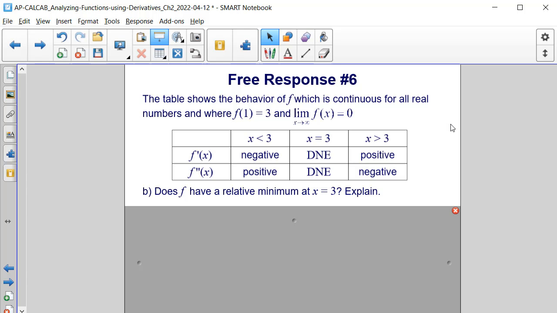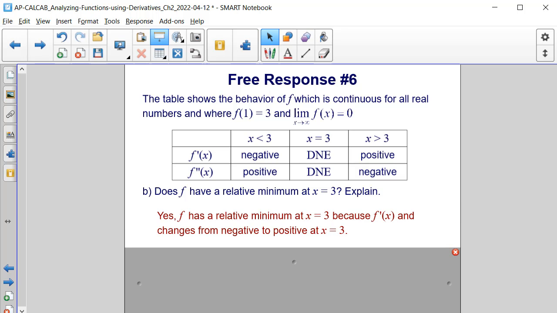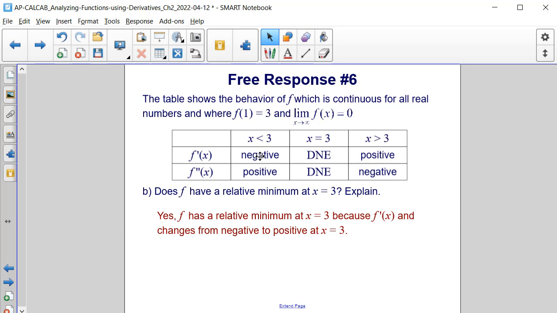Now let's answer the next question. Does f have a relative minimum at x equals 3? Explain. Well, we can see that at 3, we go from negative to positive. So therefore, we are going to have a relative minimum there because our derivative is changing from negative to positive.